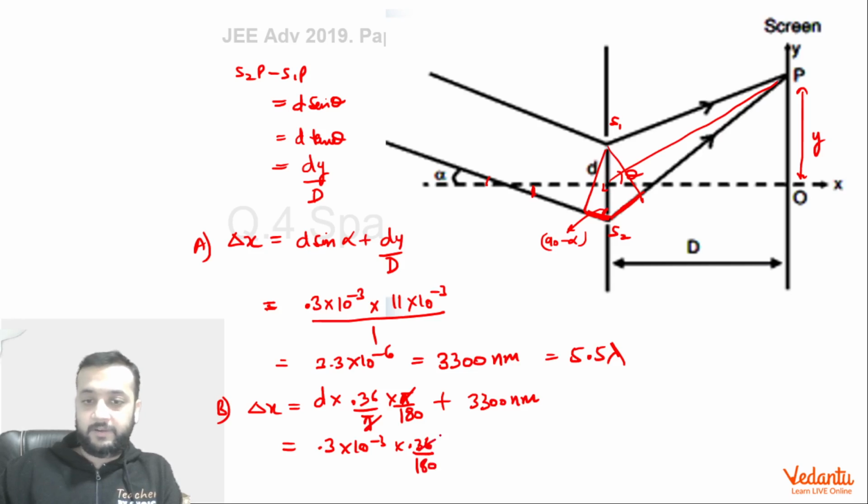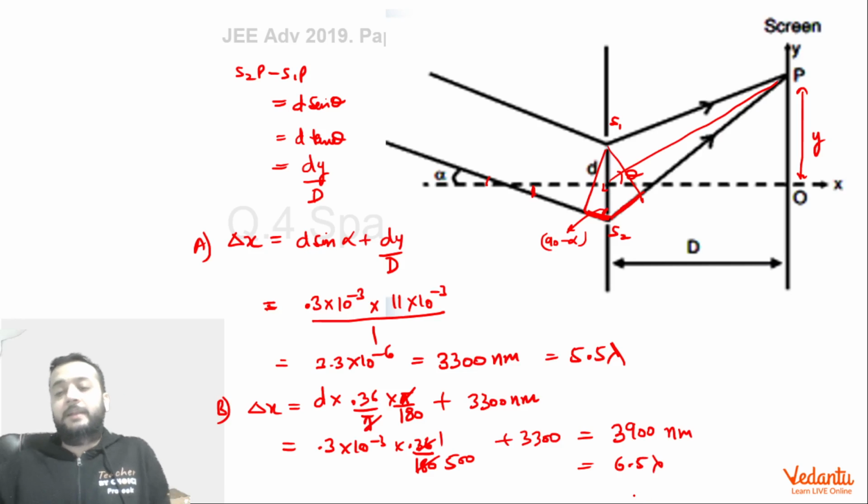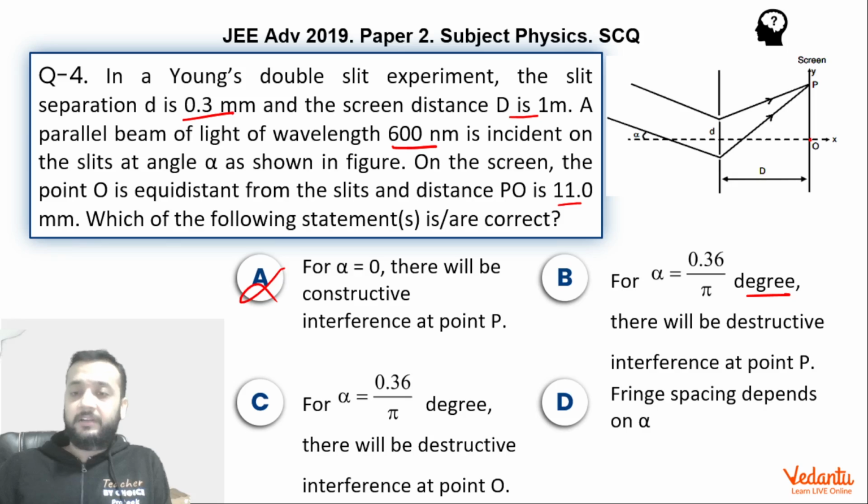1/5 is 1/500, right? So this will become how much? If we multiply this by 2, it becomes 0.6, so 0.6 by 1000. So 6 into 10 to the power minus 7, which means 600 nanometers, right? So this will become 3900 nanometers, which is nothing but 6.5 lambda. So you can see it is 6.5 lambda. So we can say that again it will be a destructive interference, and they are saying destructive interference, and hence it is right. Okay. Option C, 0.36 by pi, again there will be destructive interference at point O.